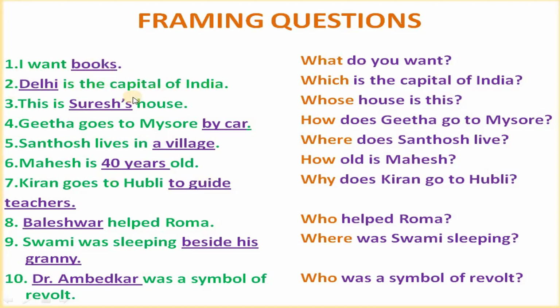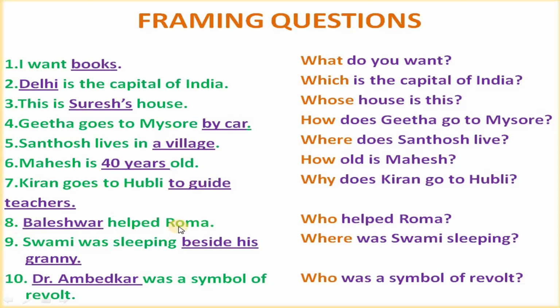Delhi is the capital of India. Delhi is the underlined one. Which is the capital of India? This is Suresh's house. Whose house is this? Geeta goes to Mysore by car. How does Geeta go to Mysore? Santosh lives in our village. Where does Santosh live? Mahesh is 40 years old. How old is Mahesh? Kiran goes to Hubli to guide teachers. Why does Kiran go to Hubli?